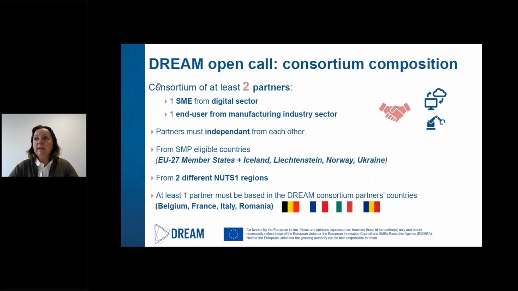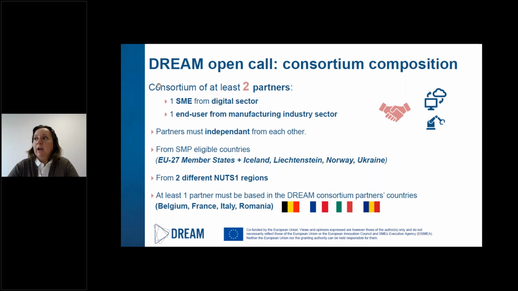So namely the EU 27 member states, plus those 4 countries which are associated to the SMP program of the Commission, so namely Iceland, Liechtenstein, Norway, and Ukraine. Keep in mind that this list is a bit different from what you may have seen in the Horizon 2020 program, for instance, or in Horizon Europe. So countries like Turkey, Switzerland, UK, for instance, are not eligible because of this rule of the single market program of the Commission.